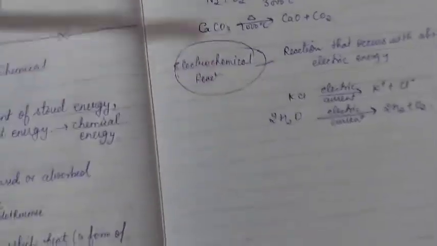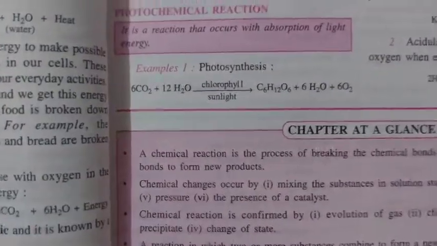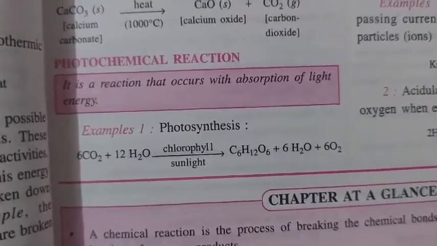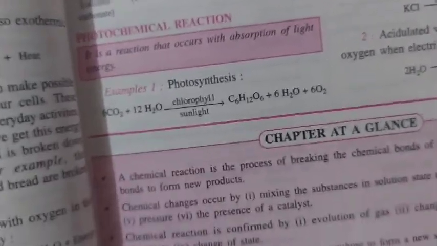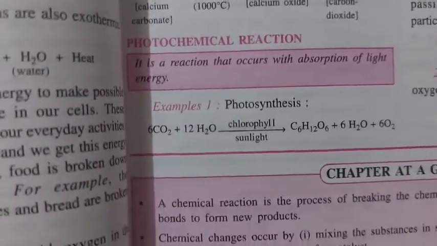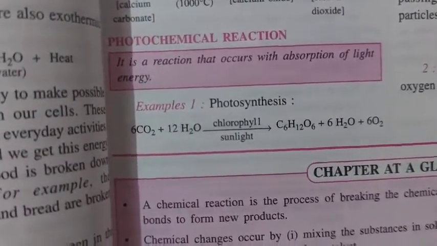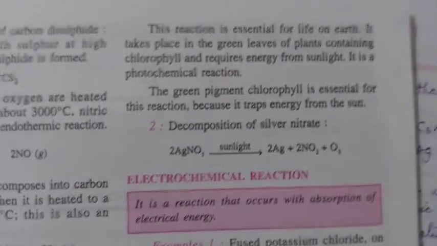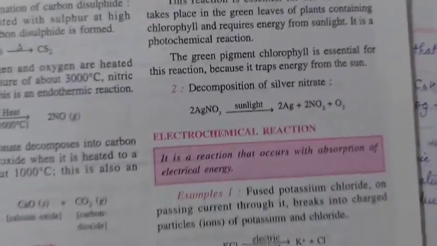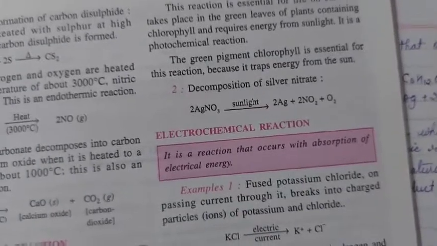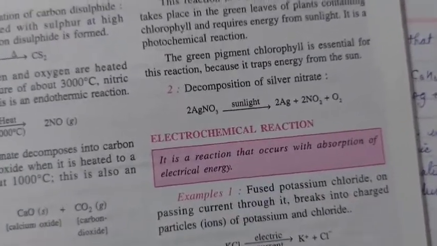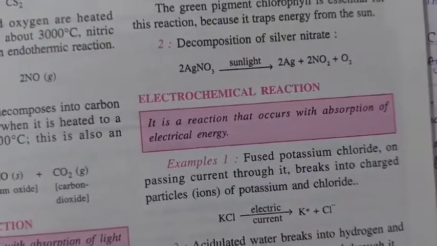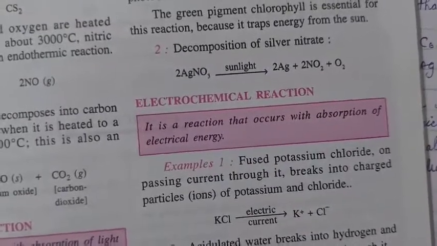The next one is the photochemical reaction. A photochemical reaction is one which absorbs light energy, meaning sunlight energy. The best example is photosynthesis, because we all know light is involved. In photosynthesis, 6CO2 and 12H2O, with chlorophyll and sunlight, form glucose, water and oxygen molecules. This reaction is essential for life on earth. Without photosynthesis, plants can't produce food, and without plants neither animals nor we will get food. The green pigment chlorophyll, essential for the reaction, traps energy from the sun. Decomposition of silver nitrate also takes in light energy, so that is also a photochemical reaction.